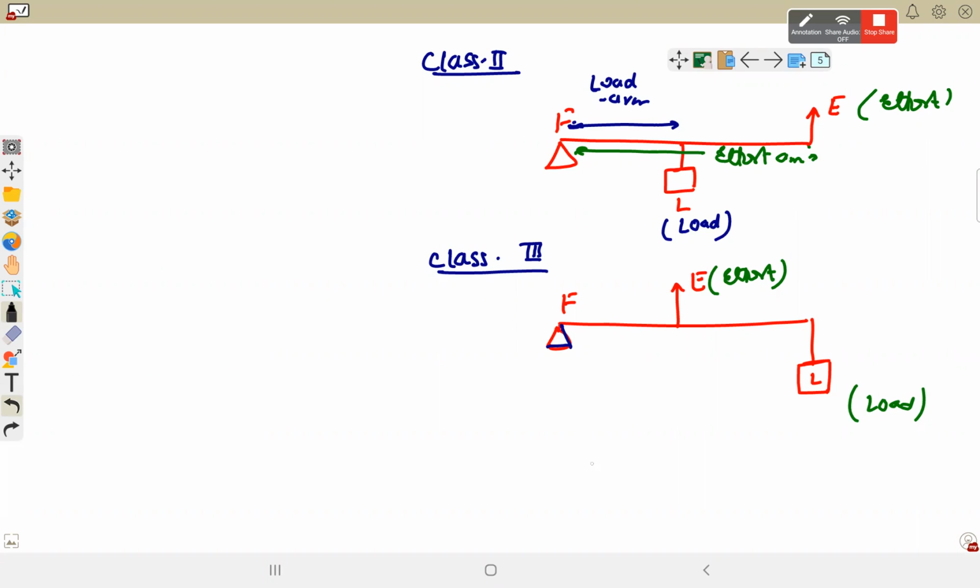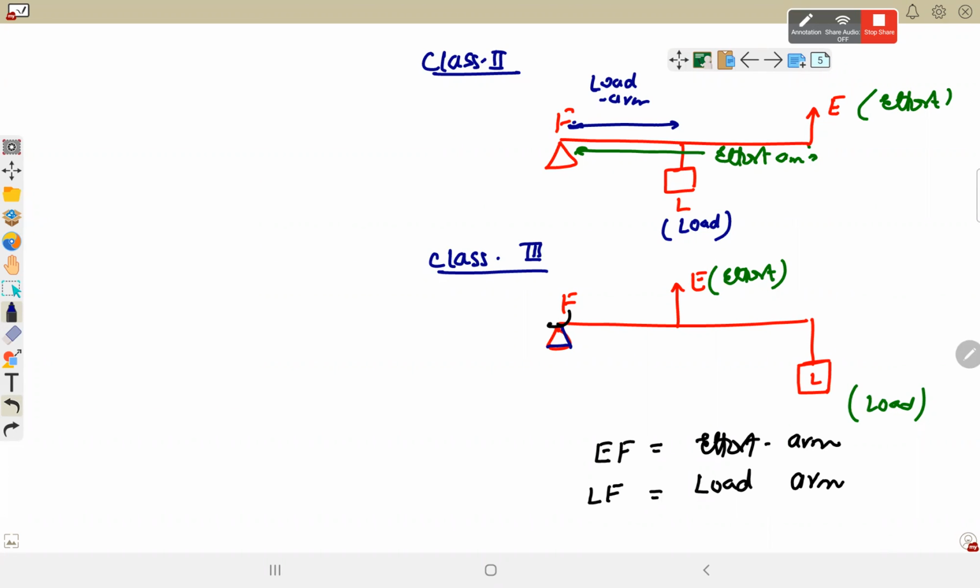in all these three diagrams, the distance between effort and fulcrum is called effort arm. About the fulcrum only it is balanced. The distance between load and F is called load arm. So I'm writing it as L so that you understand. Sir, in class 3 lever, will the gravitational force also play a part? It will play a part in all of them. Gravity is there everywhere. In all the three levers, gravity is playing the role.